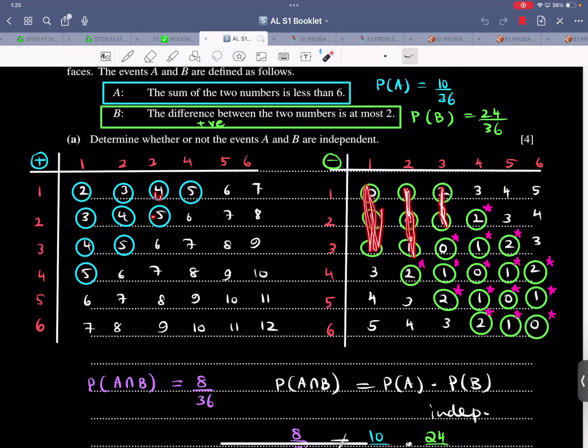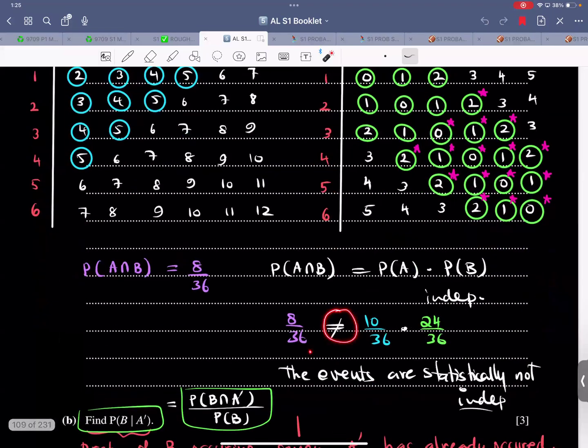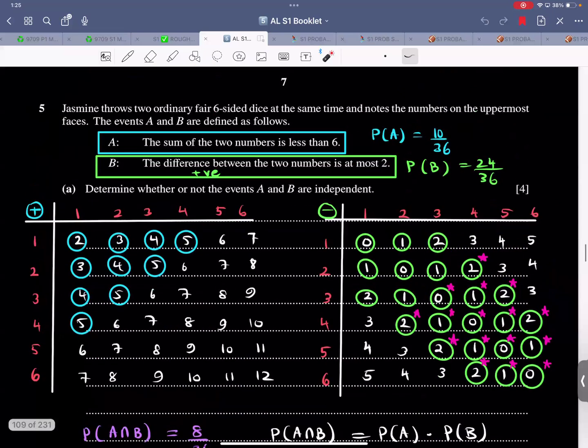Now just focus on this. These 3, and these 3. So there are 8 of them, which are the common ones. That is 8 over 36. So therefore, does 8 over 36 equal the individual blue and green probabilities multiplied together? The answer is no. Therefore, they are not statistically independent. That's it. So that is 4 marks for this.